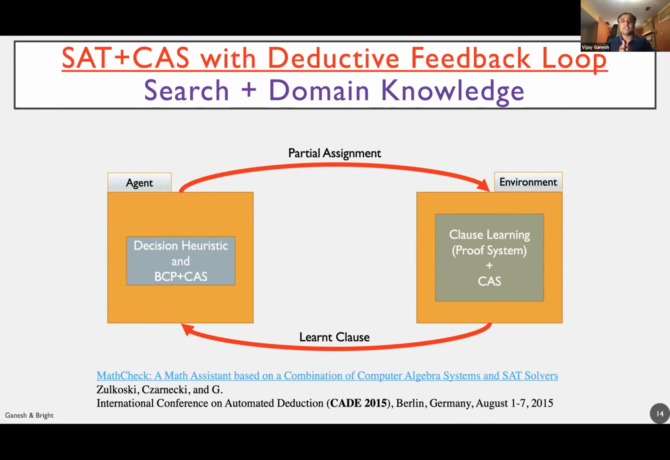So with that introduction, I would now give it over to Curtis to explain how he further enhanced the MathCheck tool and applied it to various combinatorial problems. Thank you. So I'll stop now and I'll let Curtis take over. Curtis, please go ahead.